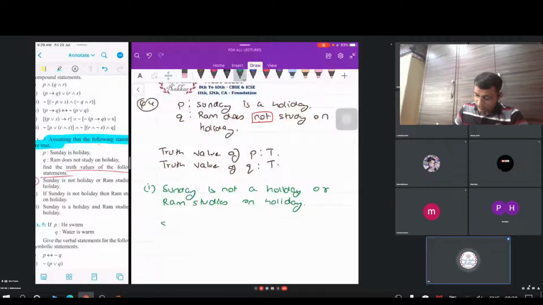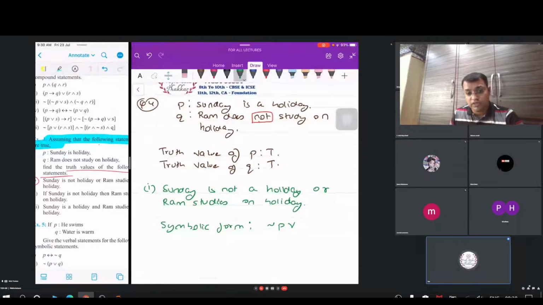So I will write over here the symbolic form. P actually says that Sunday is a holiday, but the statement says that Sunday is not a holiday. It means that I have to consider negation of P. Or is very clearly given, so we will just use the symbol for or. Further, he is telling us that in Q, Ram does not study on a holiday, but the statement says that Ram studies on a holiday. Again, it is the opposite of Q that is happening over here. Therefore, again, I have to take negation of Q.